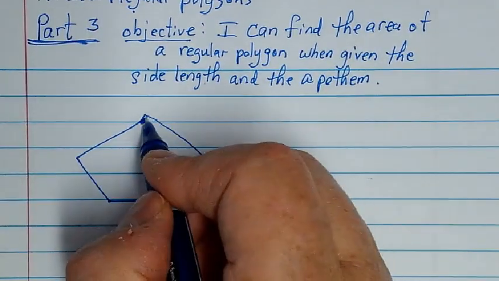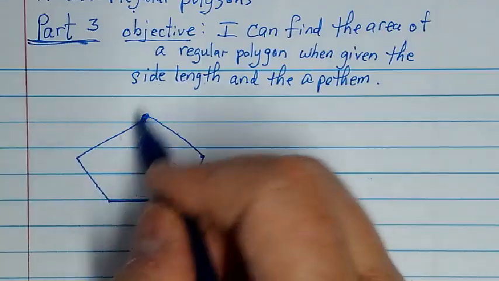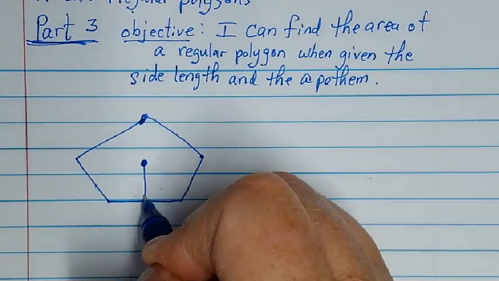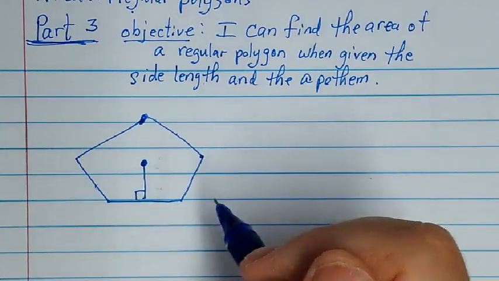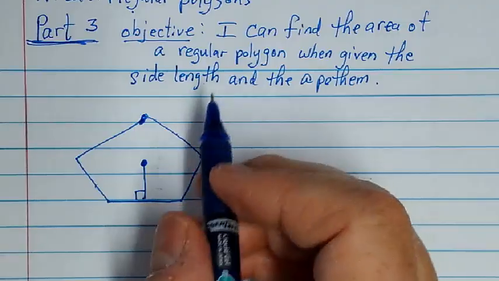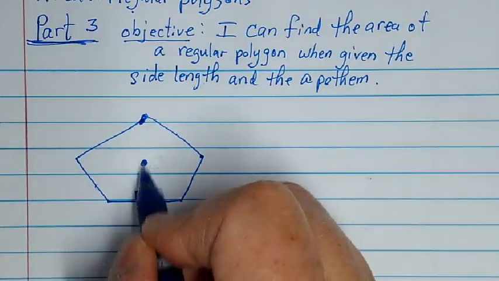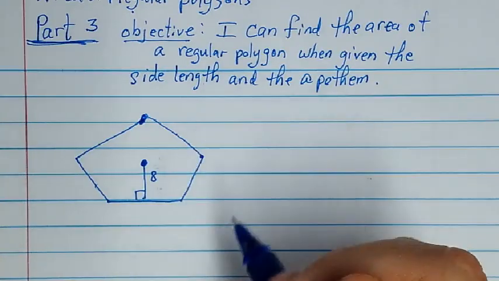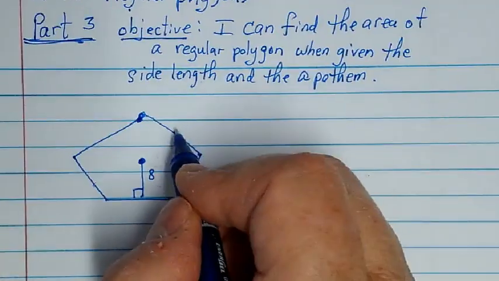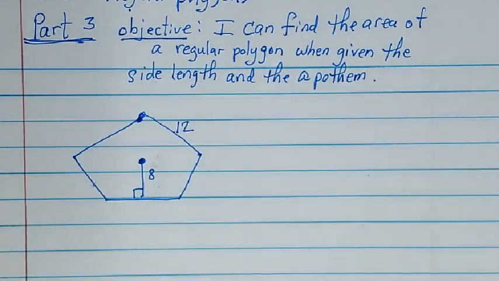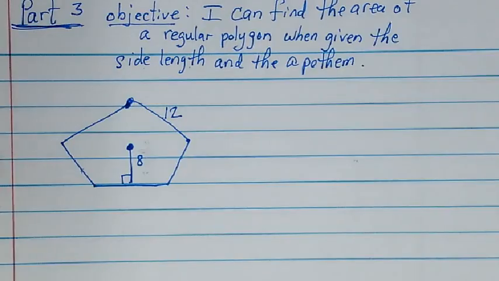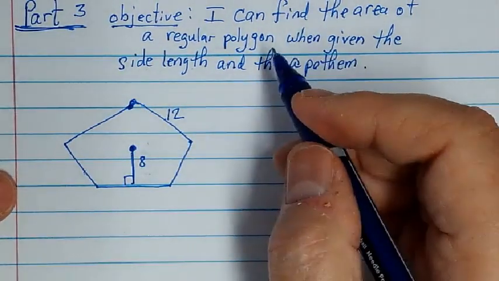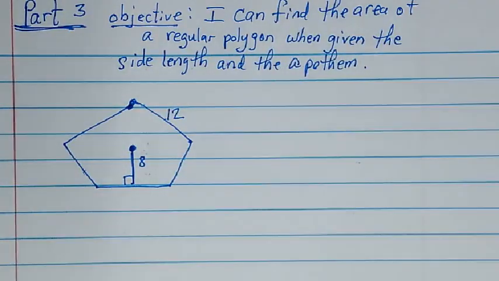Now, the goal here is to find the area of this regular polygon. When I say regular, all the sides are the same. And if I'm given the apothem, that's the perpendicular drawn from the center to the side, and supposing I said this were 8, and supposing I was given the side, 12. I'm just making this up. But here we go. When you're given the apothem and a side length, you're in luck. And I'll tell you why.